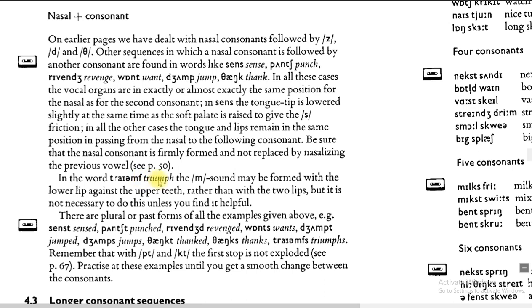But it says that you don't necessarily have to do this unless you find it helpful.